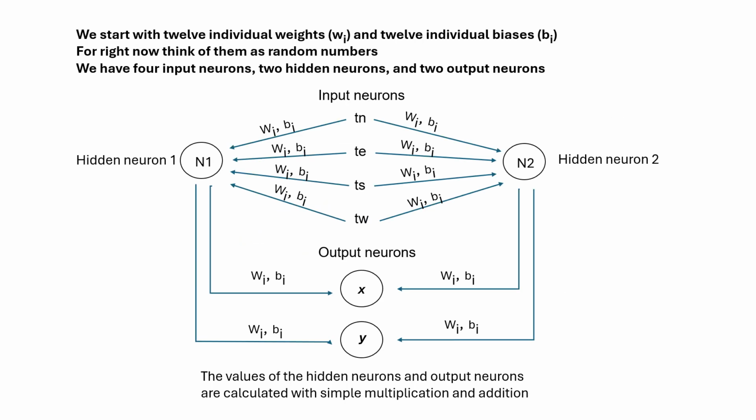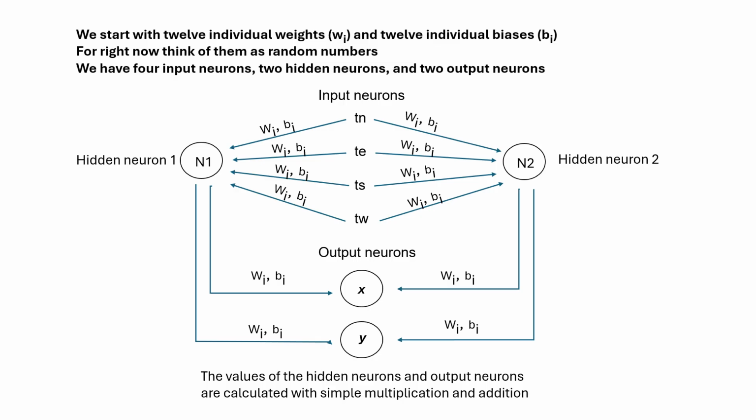So we have the input neurons. We have two hidden neurons and one layer of hidden neurons. They're shown here as neuron 1 and 2. And then we have the output neurons. So we start with 12 individual weights and 12 individual biases. Think of them as random numbers for now. We can apply some arithmetic to those numbers and calculate the output neurons X and Y.